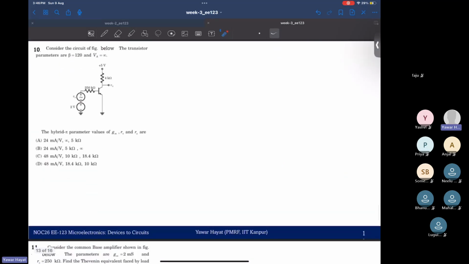Let's move on to the next one. Now this one. Consider the circuit. The transistor parameters given are, again, early voltage is infinite and beta is 120. So the hybrid pi parameter values of GM, R pi, and R naught are, what are those three values? Let me wait a couple of minutes.